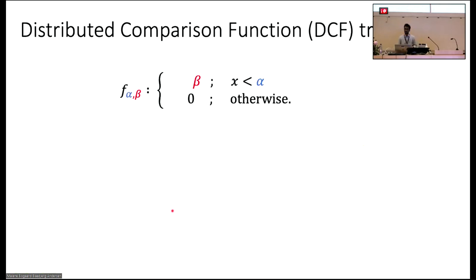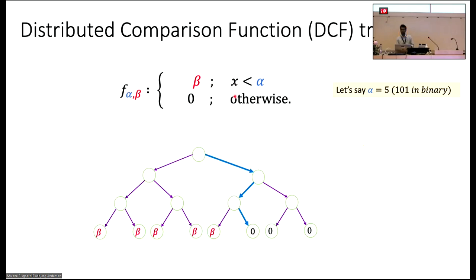DCF, on the other hand, as I mentioned earlier, has this functional property that it outputs beta for all values X less than alpha and 0 otherwise. Let's say alpha is 5, then the DCF tree structure looks as follows. It has beta values on all leaves until the alpha leaf. For all values greater than or equal to alpha, it has 0 values encoded.